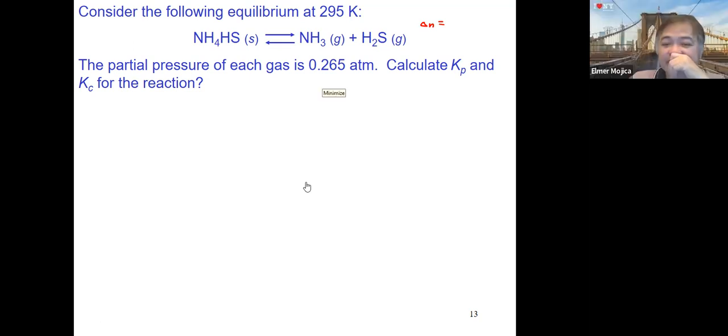So delta n is equal to 2. So you have 1 here, 1 here, and 0 here. So that's 2 minus 0. Now, if we're going to look at this one, which one are we going to calculate first? Kp or Kc? Which K?